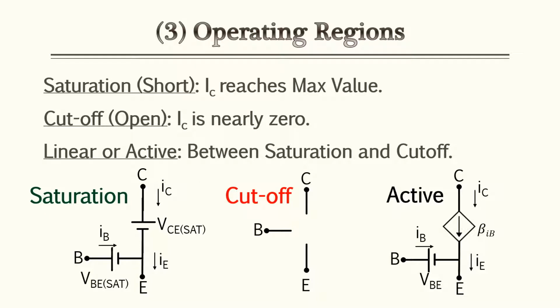Now, a BJT has three operating regions: saturation, cutoff, and linear, also known as the active region. Saturation is when the collector current reaches its maximum value. Think of it as the BJT being shorted out. Next is the cutoff region, where the collector current is nearly zero, or think of the transistor as having opens everywhere. And the last region, which is the one we're going to do examples of, is the linear or active region. This is anywhere in between saturation and cutoff. We have illustrations below to see how it would look as an equivalent circuit.